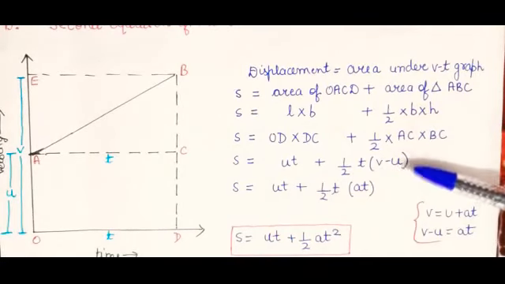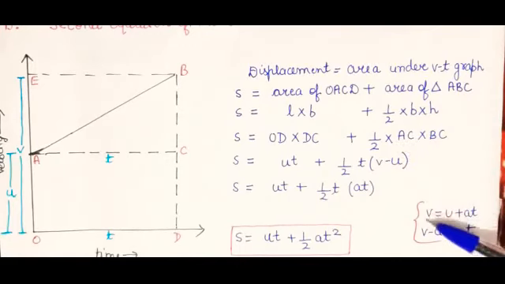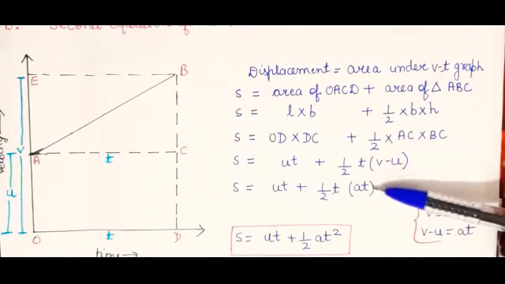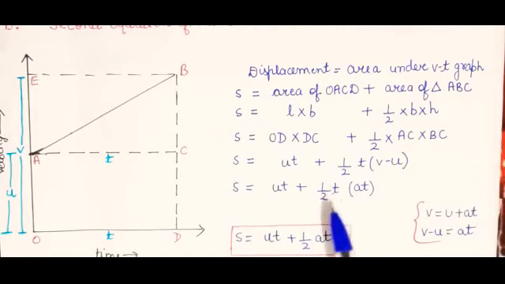Now calculate the value of V minus U from the first equation that we derived recently. V is equal to U plus AT, and V minus U is equal to AT. So just substitute this value of V minus U here, that is AT. So UT plus half into T into AT, that is UT plus half AT square. So this is the second equation of motion. S is equal to UT plus half AT square. So we have derived this equation of motion by the same graph, the velocity time graph.